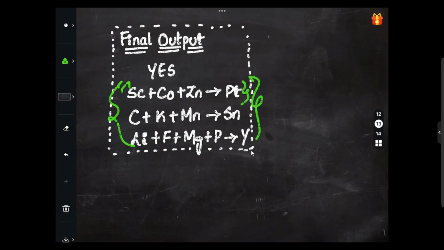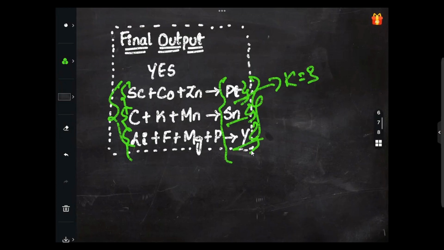You can just check this one if you want. C plus K plus MN that is equivalent to the SN. You can just check three of them, it doesn't matter, right? So C plus K plus MN that will lead to the SN, and finally we got LI plus F plus MG plus P, right? Symbols LI plus F plus MG plus P with atomic numbers that is equivalent to the Y. So these three, k equals 3 we have, right? This is equivalent to the PT, SN, and Y. We have got the correct output: SC plus CO plus ZN equivalent to PT, C plus K plus MN, and LI plus F plus MG, SN and Y.